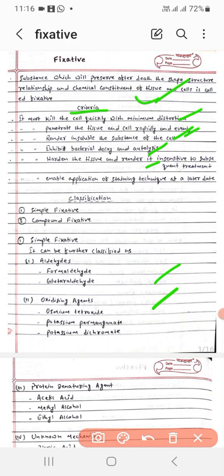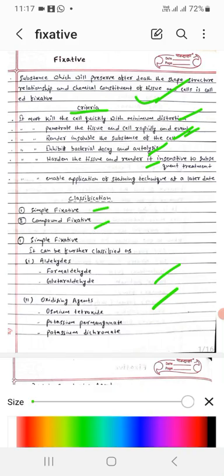Now let us study about classification of fixative. Fixatives are mainly classified into two groups. Number 1, simple fixative. Number 2, compound fixative. Now, simple fixative. Simple fixative can be further classified as number 1, aldehyde. Under aldehyde we will study about formaldehyde and glutaraldehyde.